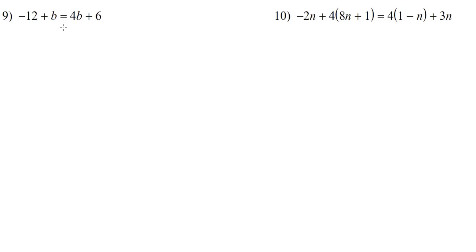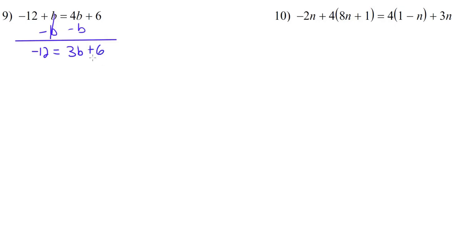We do that by addition or subtraction. If it's positive, we subtract. If it's negative, we add. And it's always a good idea to get rid of the variable of lesser value. So in this case, we're going to get rid of 1b by subtracting 1b from both sides. So on the left, the b's cancel out, leaving us with negative 12. And on the right, 4b minus 1b is 3b. And we bring down the plus 6.